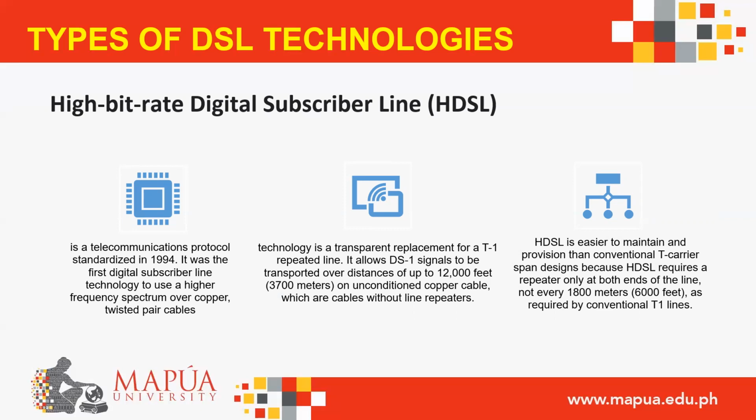HDSL is easier to maintain and provision than conventional T-carrier span designs because HDSL requires a repeater only at both ends of the line, not every 1,800 meters or 6,000 feet as required by conventional T1 lines.